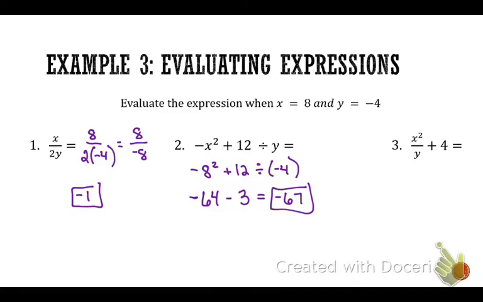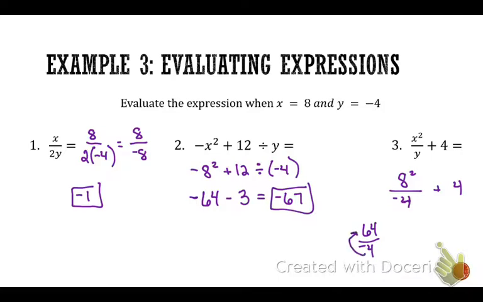All right. So x squared would be 8 squared divided by negative 4 plus 4. All right, so what do you guys think I need to do first? Exponent, 64 divided by negative 4. Now, that might be something that you need to do off to the side, okay? So sometimes these numbers do get a little bit bigger. Or you could kind of mentally divide.